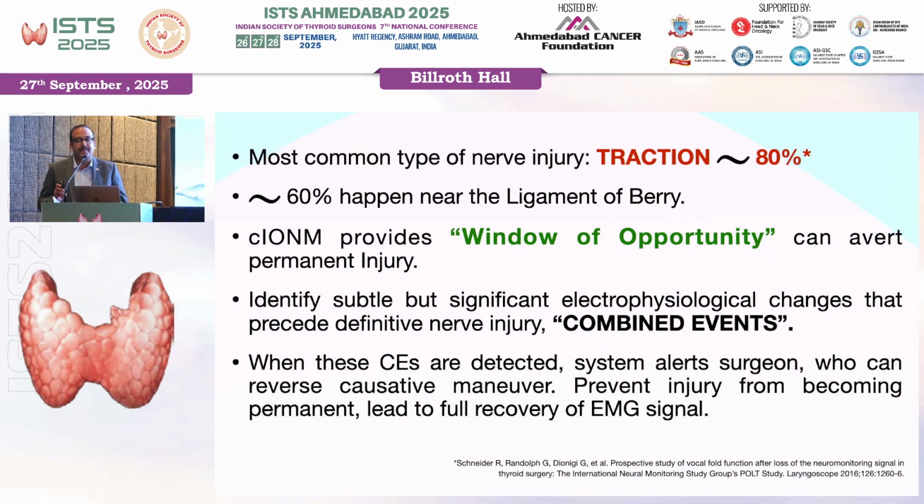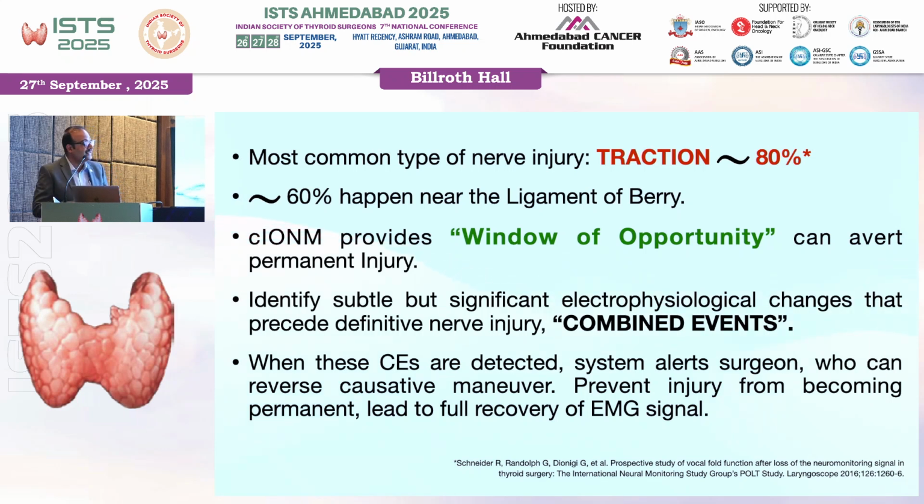We all know that the majority of nerve injuries are tractional, and 60% of these injuries happen at the ligament of Berry. It can be a fascial band, it can be a vascular band, and whenever you're pulling the thyroid out, inadvertently you may cause strangulation or traction injuries to the recurrent laryngeal nerve, which are not identifiable by the naked eye. And that's the basic benefit. So continuous nerve monitoring provides a window of opportunity whenever there is some strangulation or traction on the nerve.